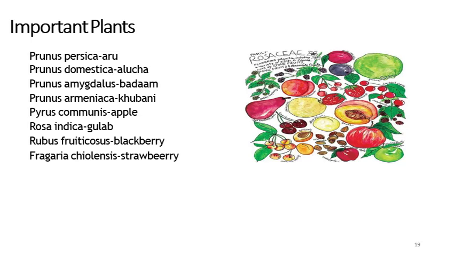Then we have Pyrus communis, apple. Then we have the Rosa indica, that is gulab. Then we have Rubus fruticosus, blackberry. And then we have the Fragaria, that is strawberry. Though these are the important fruit that is produced by the Rosaceae family.